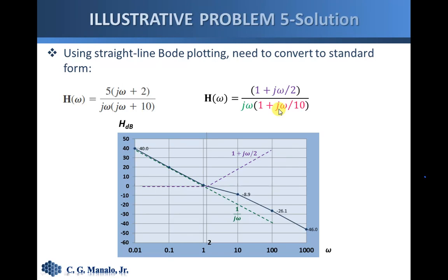And then for the simple pole, we also identify the location of 10. So here's the 10. Before that it is 0 dB, and after that it makes a negative slope of negative 20 dB per decade. So we combine them.